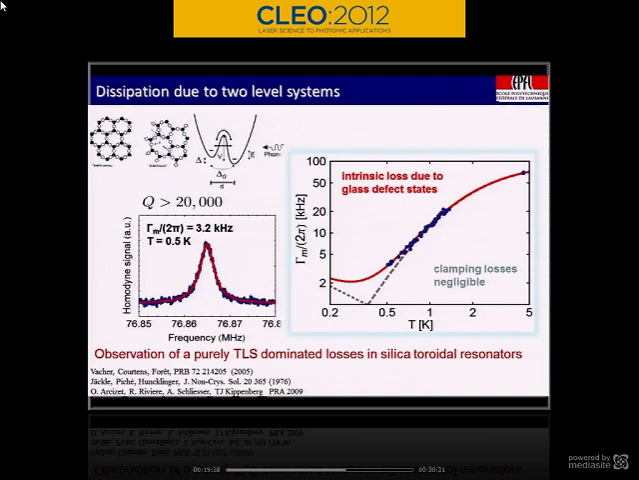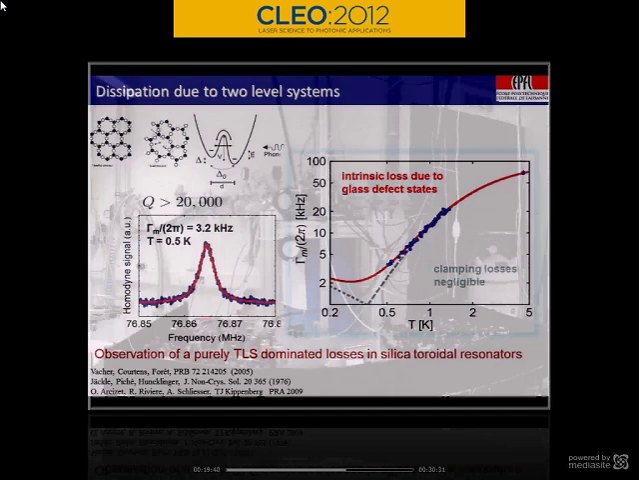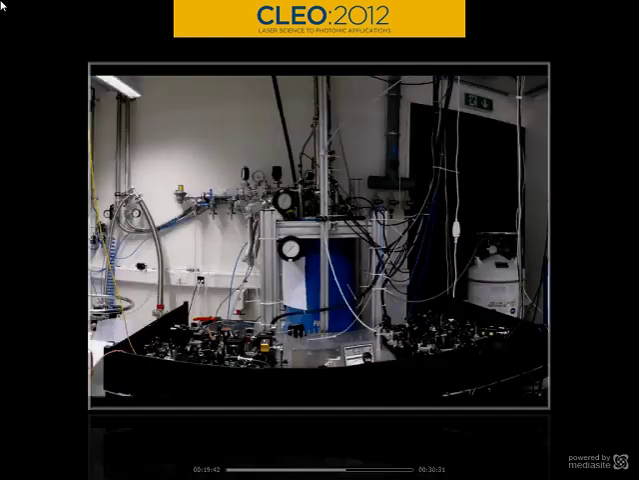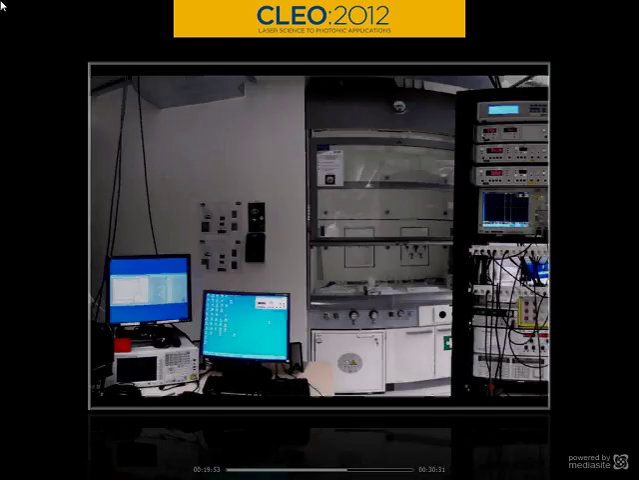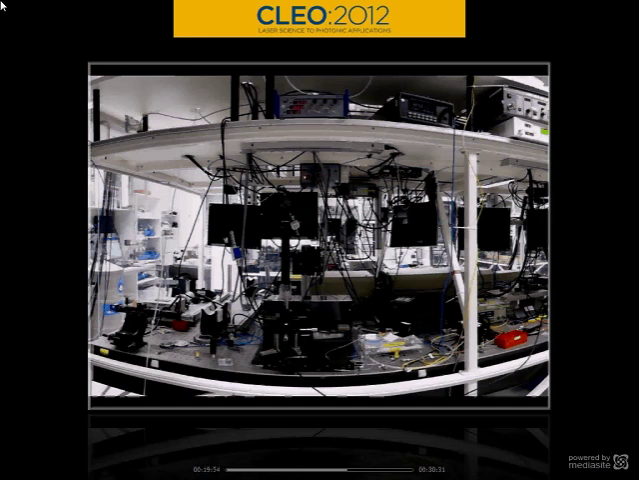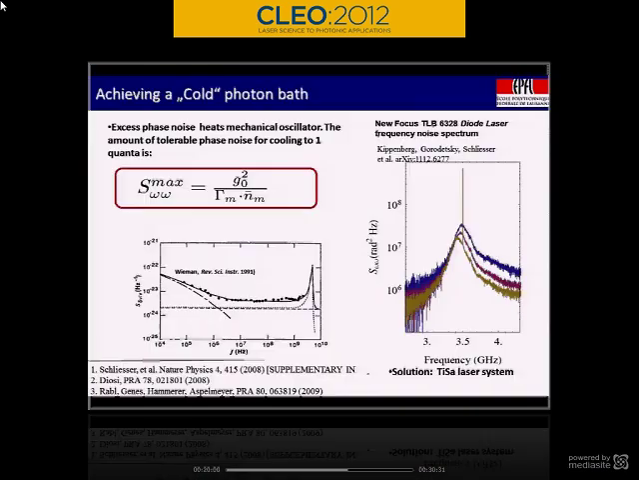Now, just a quick outline of the experiment. So we see here the optical cryostat. And in essence, at the very, very bottom, there's this tiny toroidal resonator coupled to the optical fiber. And in essence, to laser cool the devices, what we do is we use a titanium sapphire laser. And this adds quite a bit of complexity to the experiment. But there's a good reason to do so because, in general, we need a very cold photon bath.